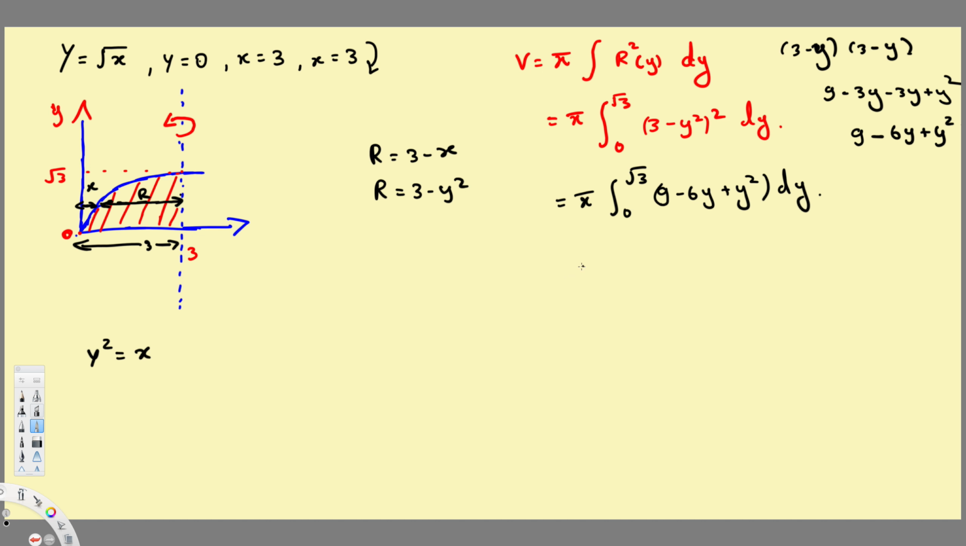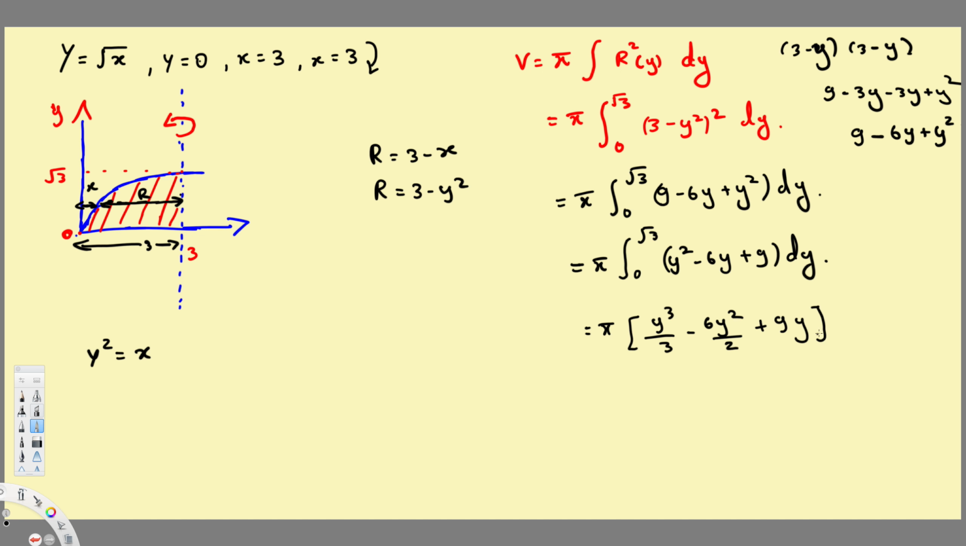Now if we integrate this one, let's see what we get. Phi, before I do the integration, let's rearrange this in power decreasing order. So this is going to be the integral from 0 to root 3 of y squared minus 6y plus 9 dy, right? Now let's do the integration. If I integrate this, it's going to be y cubed over 3 minus 6y squared divided by 2 plus 9y, going from 0 to root 3, right? So this is what we have.